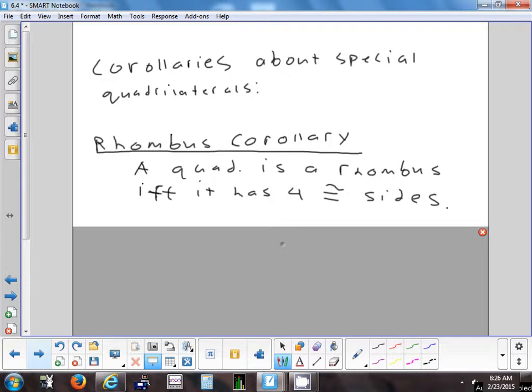It's a certain type of conditional that's true in two directions. A biconditional, yes. What this means is you can read this statement forwards and backwards. If a quadrilateral is a rhombus, then it has four congruent sides. Or if a quadrilateral has four congruent sides, then it's a rhombus. Any questions on that?